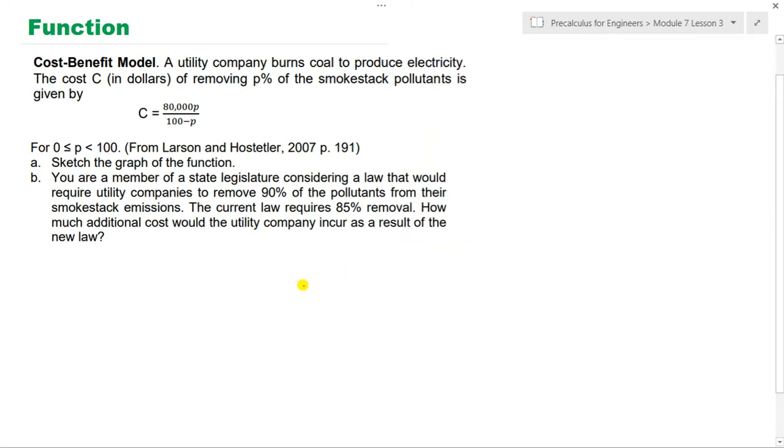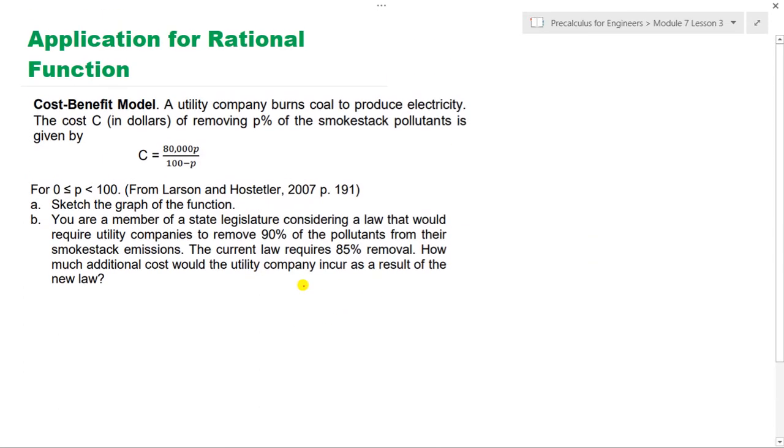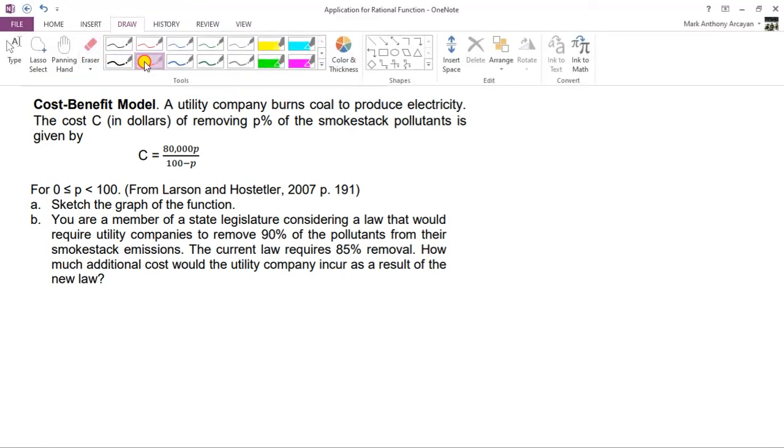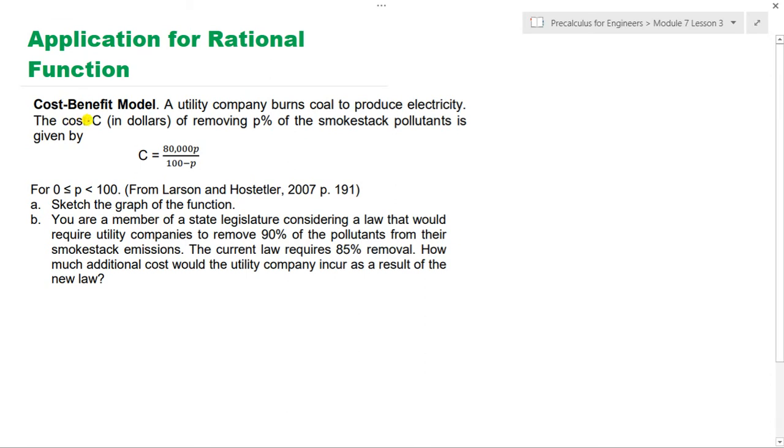Okay, so we are now on the application for irrational functions. Again, for irrational function, that is of the form nx all over dx. So meaning mga functions nga nag-involve og mga fraction or function in fraction form. So here we have a cost and benefit model.